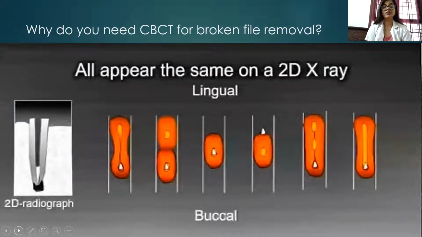Why do you need CBCT for broken file removal? In case of panoramic 2D radiographs, you can see only two aspects of the root. Either you can see two canals in a single root, or two separate canals or a single root, or a file outside the root, or one of the three canals, or at the end of the oval canal.